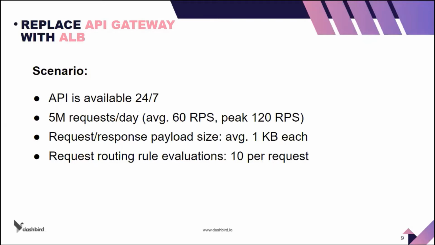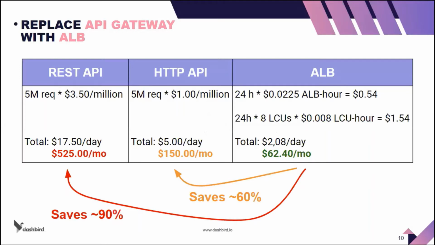So we draw a hypothetical scenario for an API that's available 24/7. It receives around 5 million requests per day, averaging 60 requests per second, and having peaks of 120 requests per second at some points of the day. The request response payload size averages around 1 kilobyte each. And there are basically 10 rules for request routing being processed by this API. So the math is, for the REST API, it's going to cost around $500 per month.